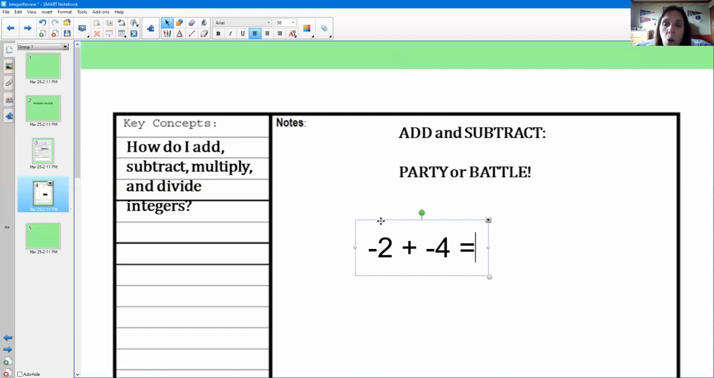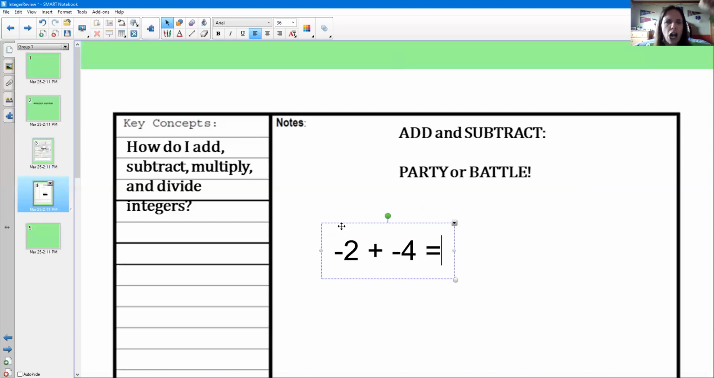Is it a party or a battle? Launch it. It's a party. They're the same sign, right? So you would add them. 2 plus 4, 6, and you keep the sign. You're traveling that same way on the number line, okay? Let's look at another example here.